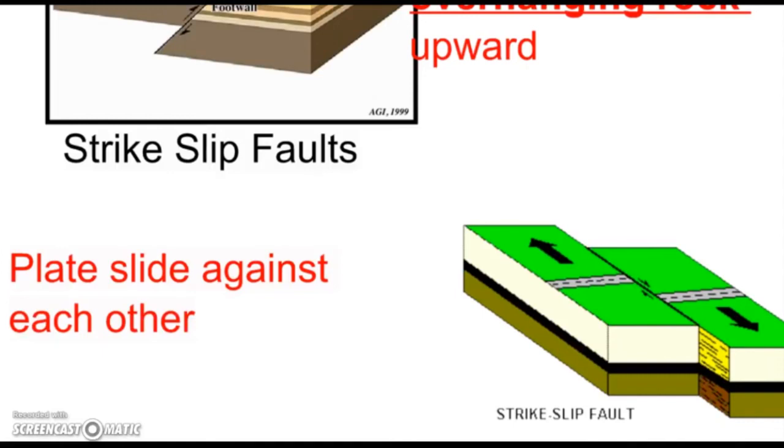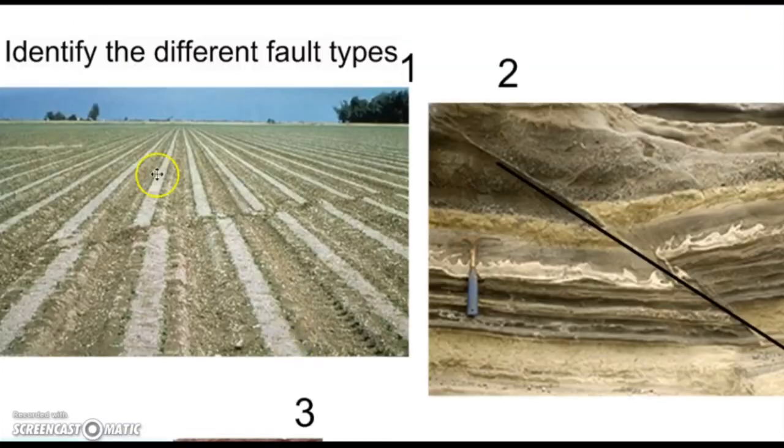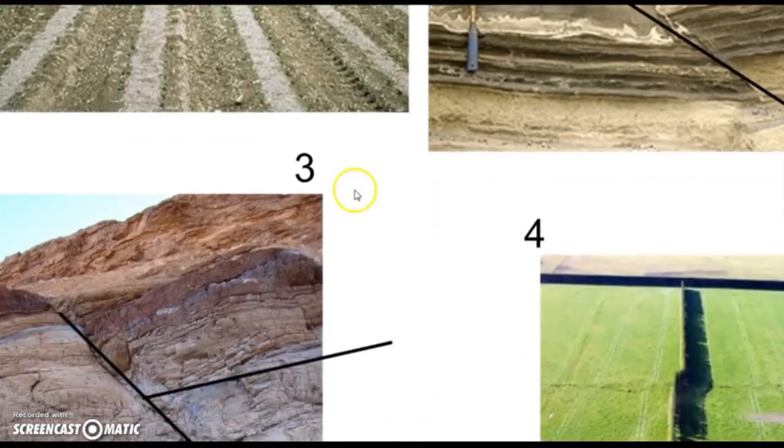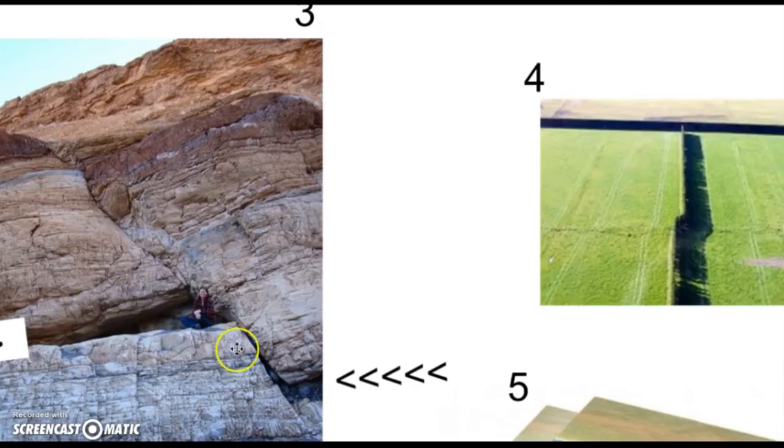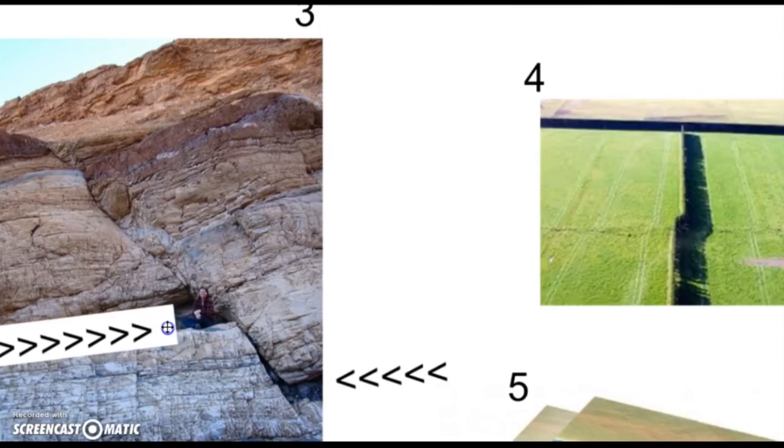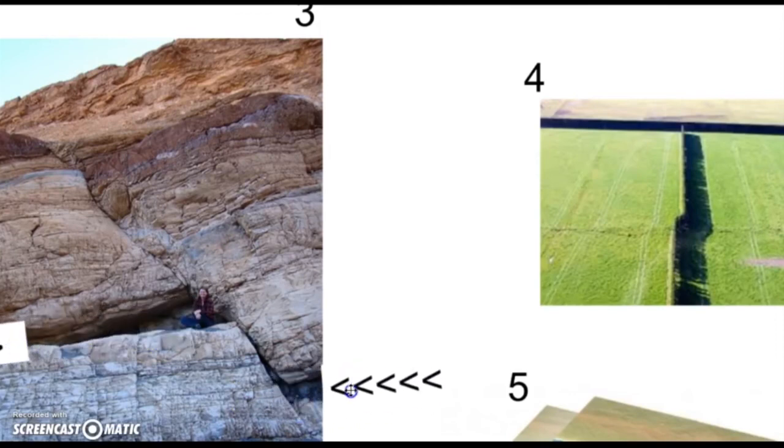Now we can take a look at some pictures of these here, right in your notes. So your notes say identify the different fault types. Here is picture number 1. Here's picture 2. Here's picture number 3. What I want you to look at for picture 3 is there's this red rock here, and there's the fault, and the red rock continues here. Also there's a crack right here that the woman is sitting in that continues down here. So take a look at those two features.